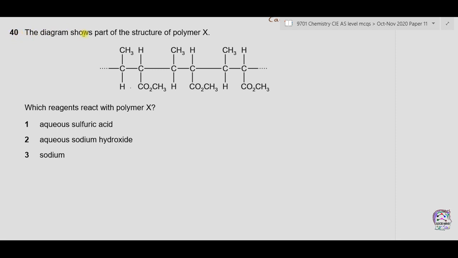Question 40. The diagram shows part of the structure of polymer X. You can see the structure. In the structure you can see that we have ester functional group present. Which reagents react with the polymer X? Number 1, we have aqueous sulfuric acid. Now aqueous sulfuric acid causes acid hydrolysis of ester. And the reaction is reversible in nature.